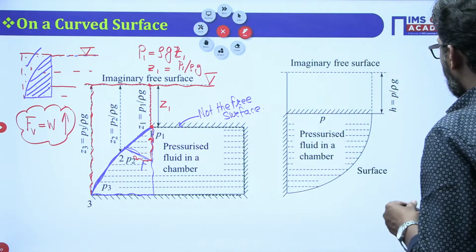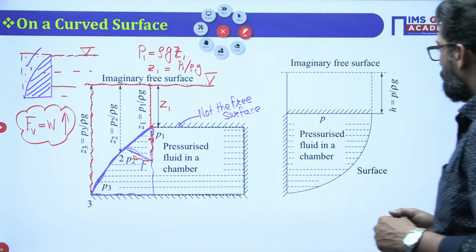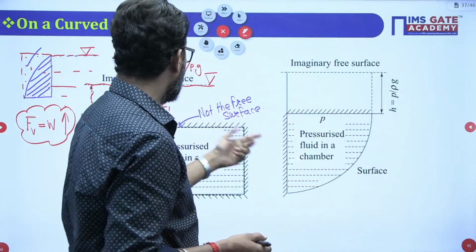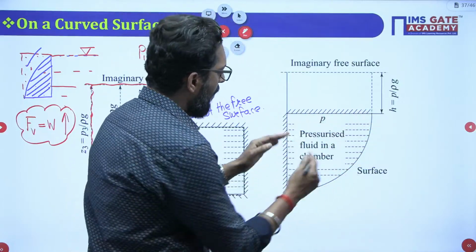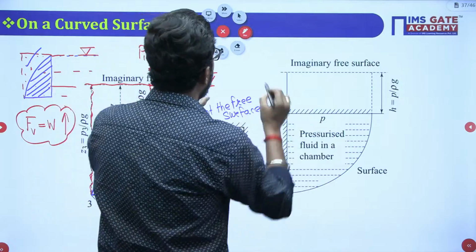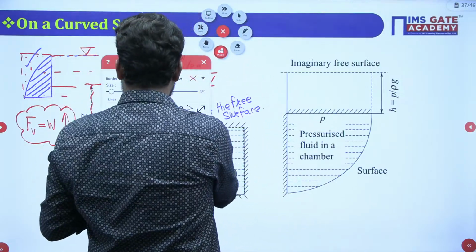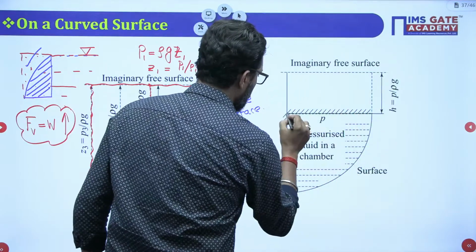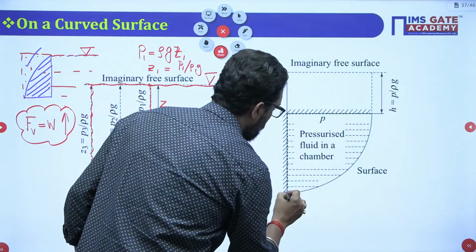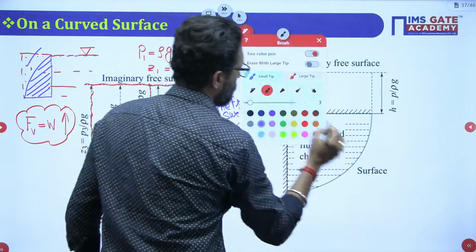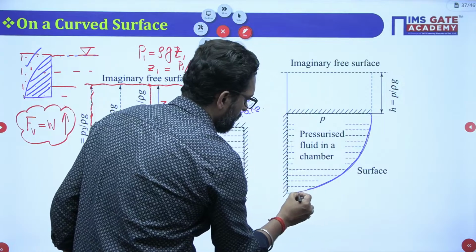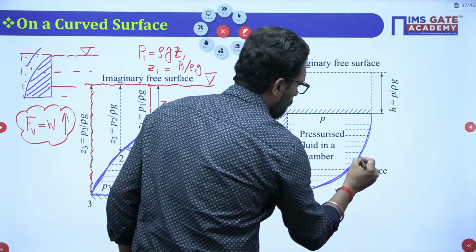Now the same thing, if this is your pressurized surface. Let's suppose this is your surface, this one is a closed surface, and there is a curved surface. This is your curved surface.